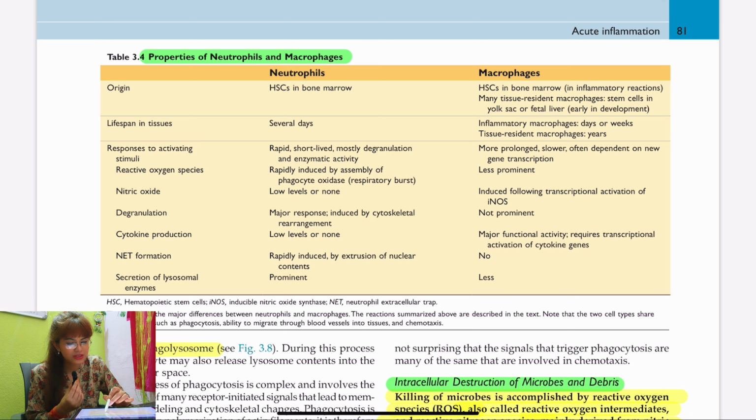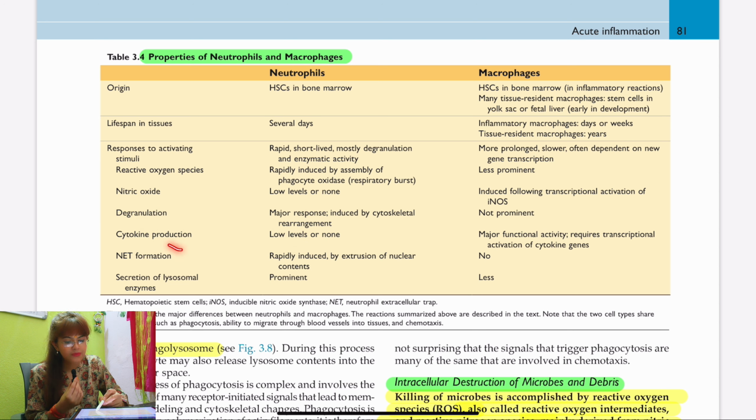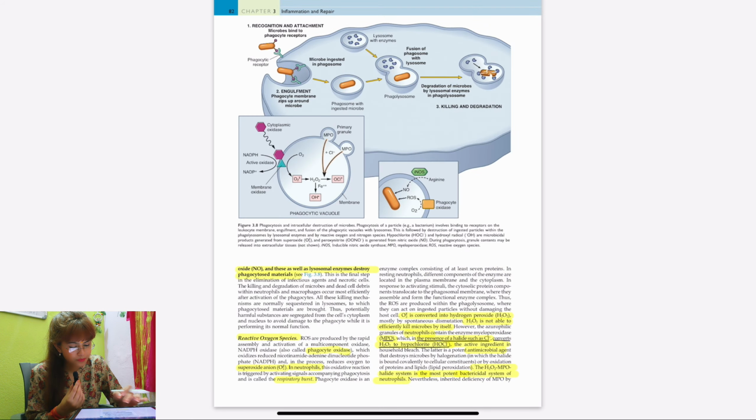The ROS species is rapidly induced by assembly of phagocyte oxidase. This is less prominent. Then degranulation is the major response, but there is no degranulation over here. The cytokine production is low, but this is having a major functional activity here. There's NET formation over here, but there's no NET formation over here, and the secretion of the lysosomal enzymes is prominent here, and this is not present here.